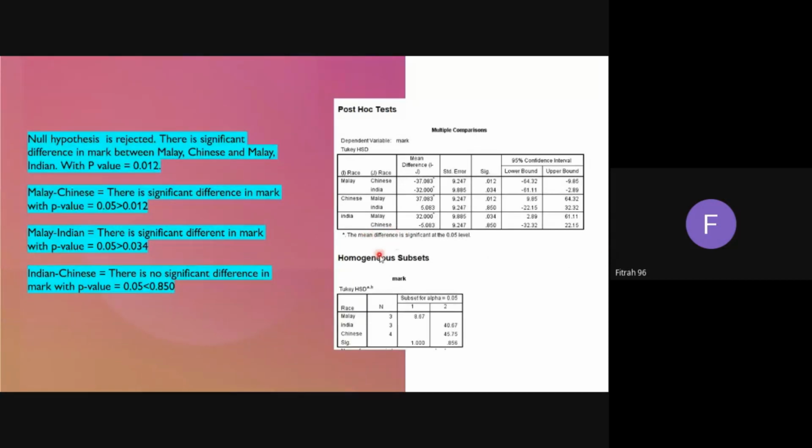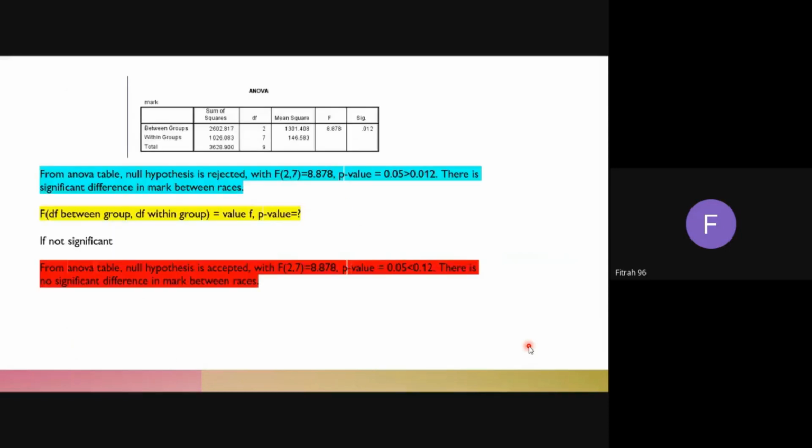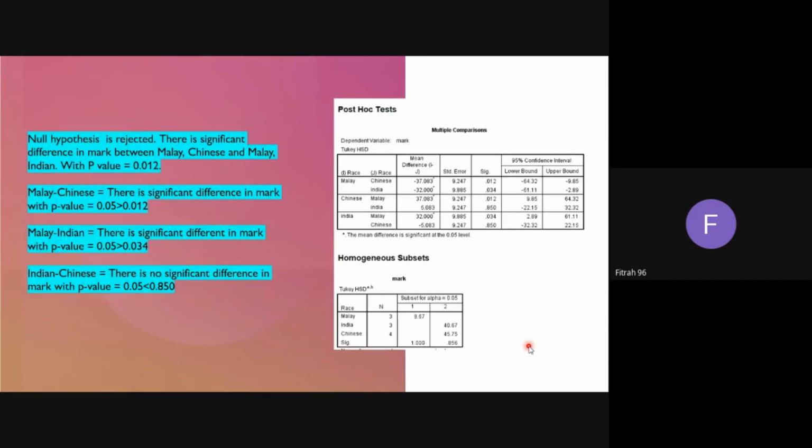Okay, so I ulang balik. The first step adalah we look at Levene. Homogeneous tak homogeneous? We look either it's homogeneous or not. If homogeneous, we proceed to Anova. Anova okay, 0.12. We proceed to post hoc. Then we make conclusion.